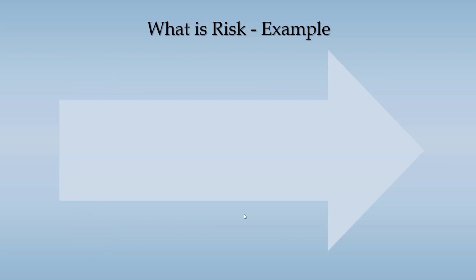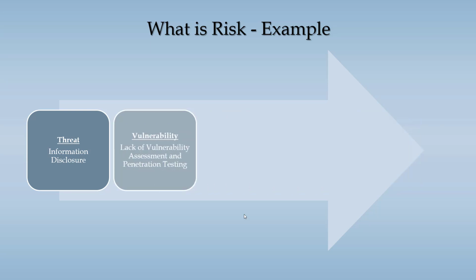Coming to an example, what is a risk? Let's have an example. First of all, as we discussed earlier, what threat is. Let's have an example that information disclosure is a threat that is applicable on a particular asset. The vulnerability could be the lack of vulnerability assessment and penetration testing. Information disclosure threat can exploit this vulnerability if there is no VAPT, that is, vulnerability assessment and penetration testing exercise conducted on that particular asset. Information disclosure may happen.